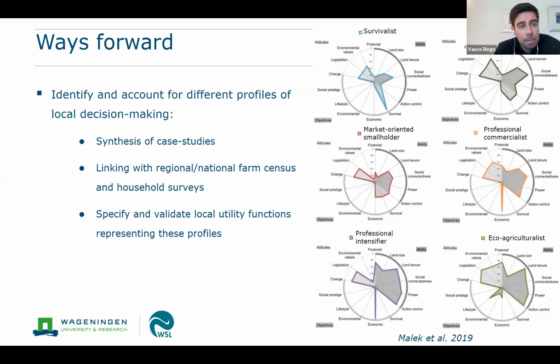As a way forward, it will be important to incorporate a bit more variability in the local decision-making profiles. For instance, our colleagues at Free University in Amsterdam have identified, through synthesis of case studies, different types of profiles that have different preferences and are also influenced differently by different drivers. This could perhaps then be linked together with regional and national farm census and household surveys to try to identify where these different profiles are located, and accordingly try to specify and validate local utility functions that can represent these profiles better, so that we can have a better specification of the behavior of farmers while making land use decisions on land.